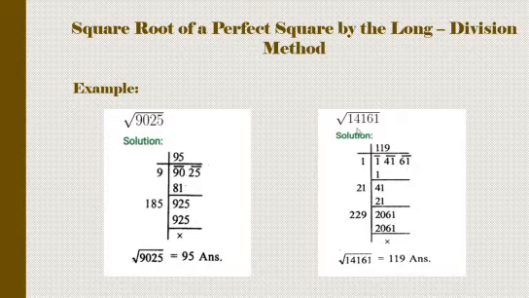In this case we want to find out the square root of a 5-digit number. The process is same. Make the pairs from the last. 61 is in one pair, 41 is in one pair, and 1 is alone. So first we will solve for this 1. How can we solve this 1? 1 into 1, 1. So write down 1 over here.